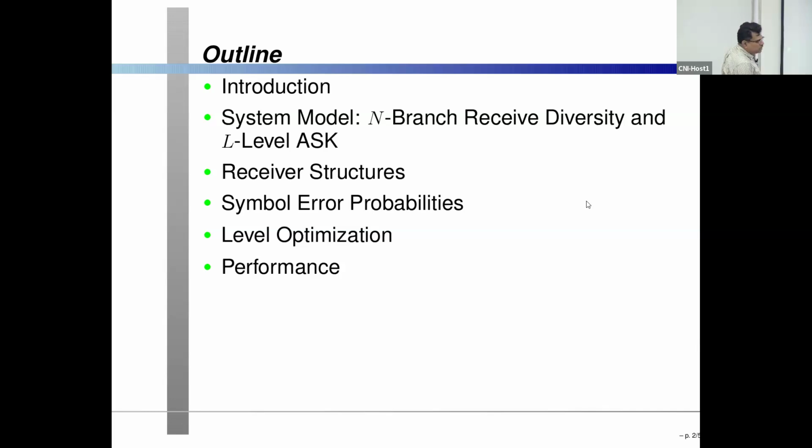Okay, then I'll go into the receiver structures and then symbol error probabilities, and then the optimization of the ASK levels, and finally some highlights of the performance of the different kinds of receivers.